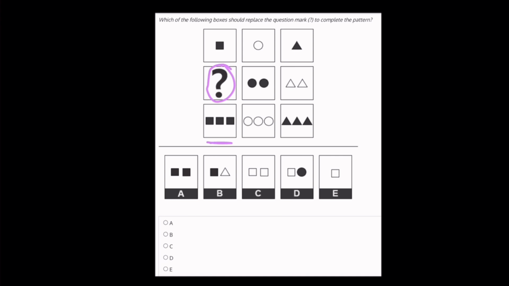Now, when we look at the matrix according to column, we notice that in our left-hand column, we have only square shapes. And in our middle column, we have only circle shapes. And in our right-hand column, we only have triangle shapes. So we should expect to see square shapes in our question mark box.